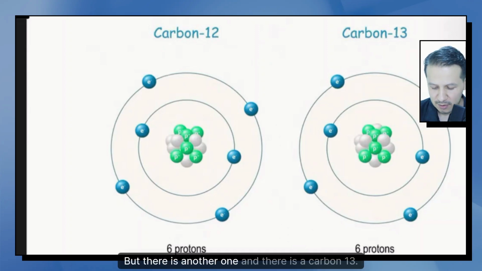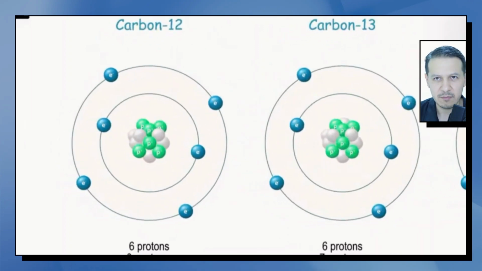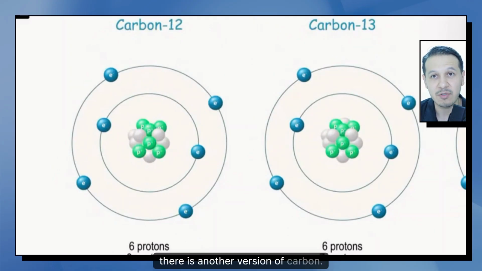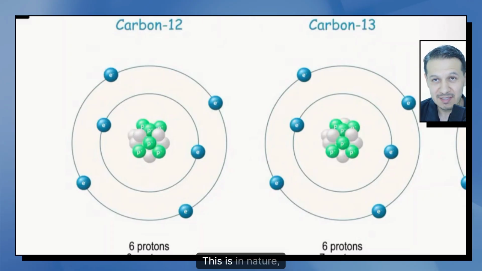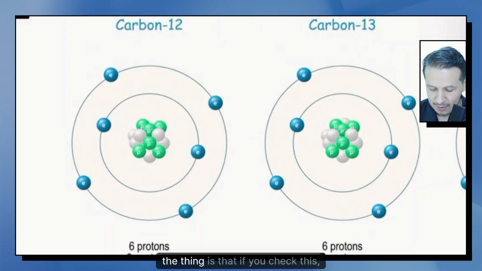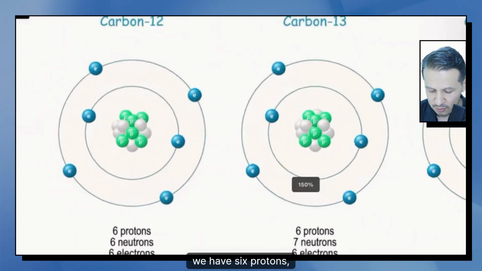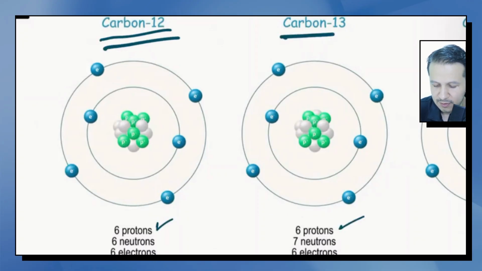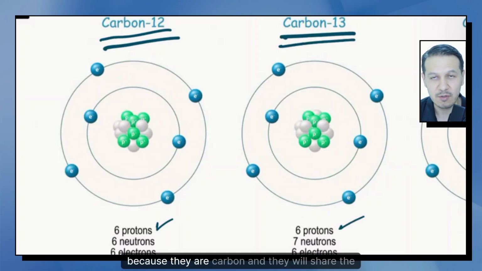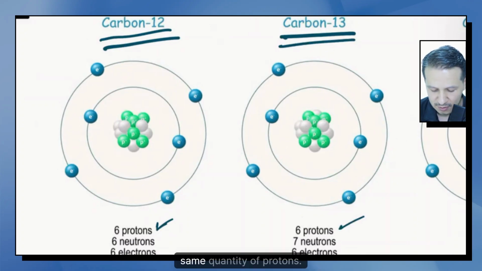But there is another one, carbon 13. Yes, there is another version of carbon. We said carbon exists in different forms. In this case, carbon 13 is the one that contains 1 neutron more. This is found in nature, but the abundance is different from carbon 12. If you check this, we have 6 protons, the same protons as carbon 12. If you see this and this, carbon 12 and carbon 13, they are both isotopes because they are carbon and they share the same quantity of protons.